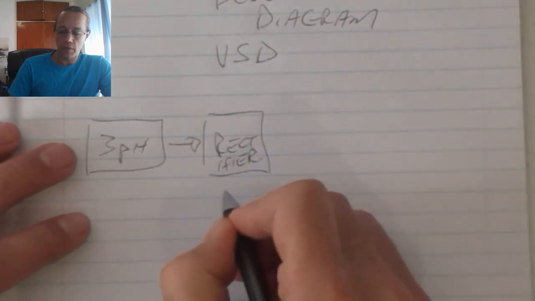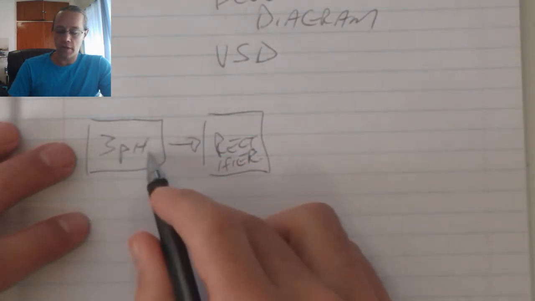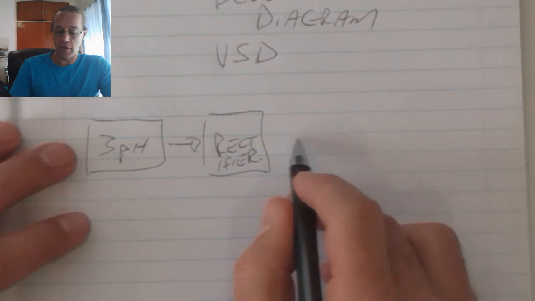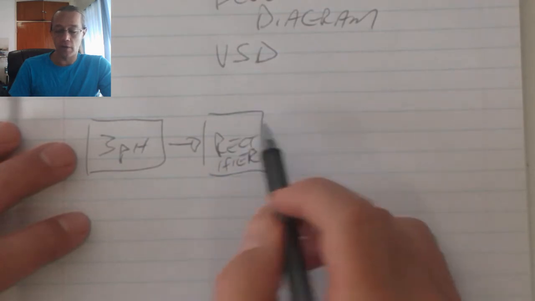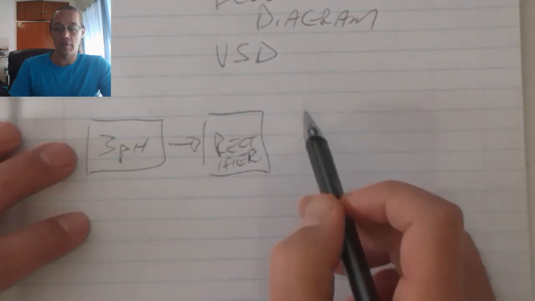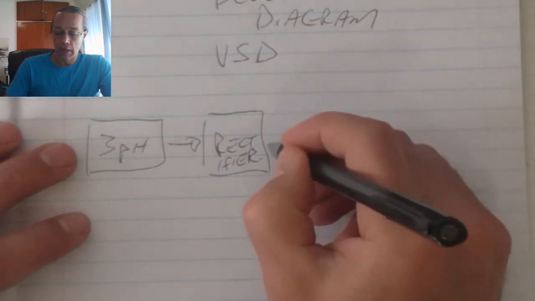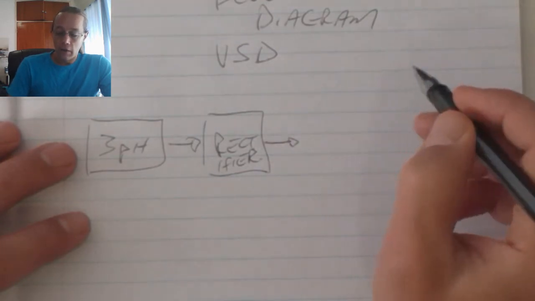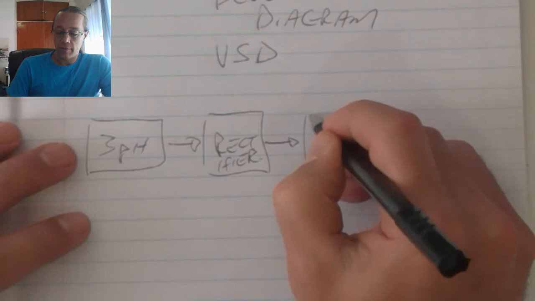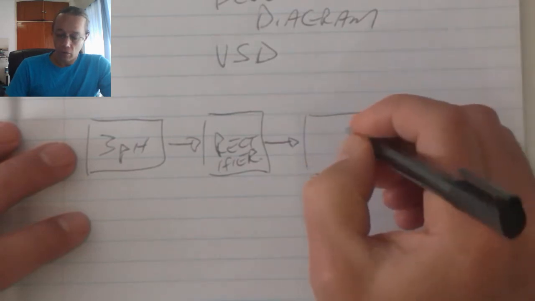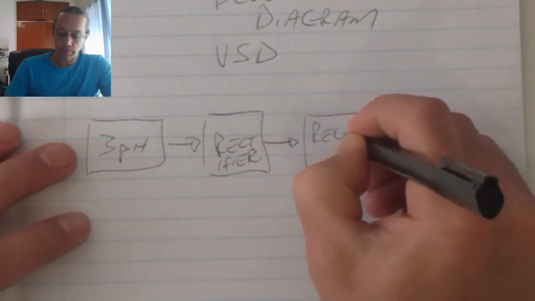The rectifier's purpose is to convert the 3-phase AC into 3-phase DC. In other words, we're going to have 3 DC values. The rectifier feeds into the regulator.